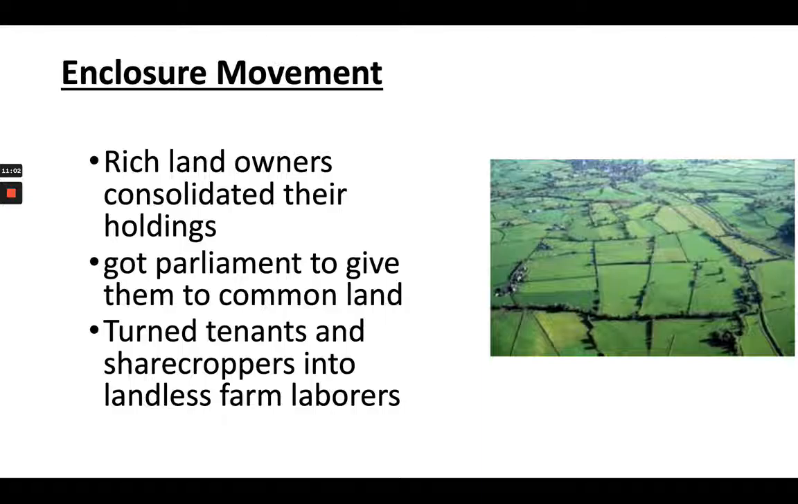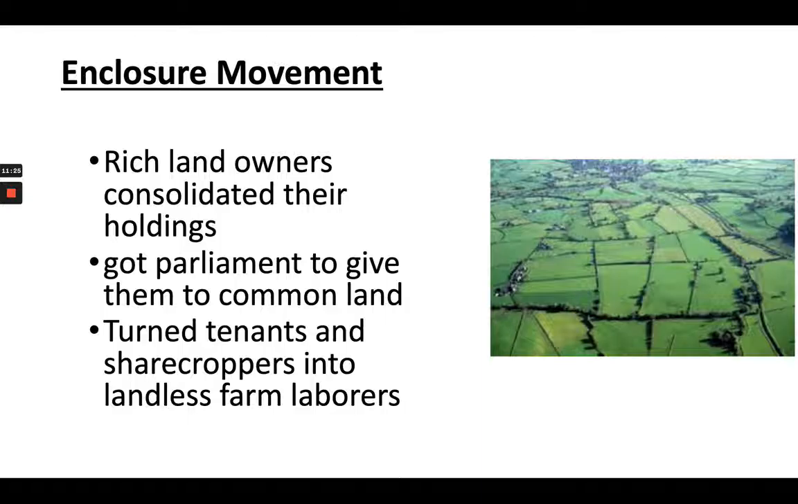So if you're a large landowner, you're going to prosper, right? But the problem is that this is going to displace lots of small farmers in England, right? You've now lost your land. Parliament will pass over 3,000 enclosure acts in the late 18th and early 19th century.